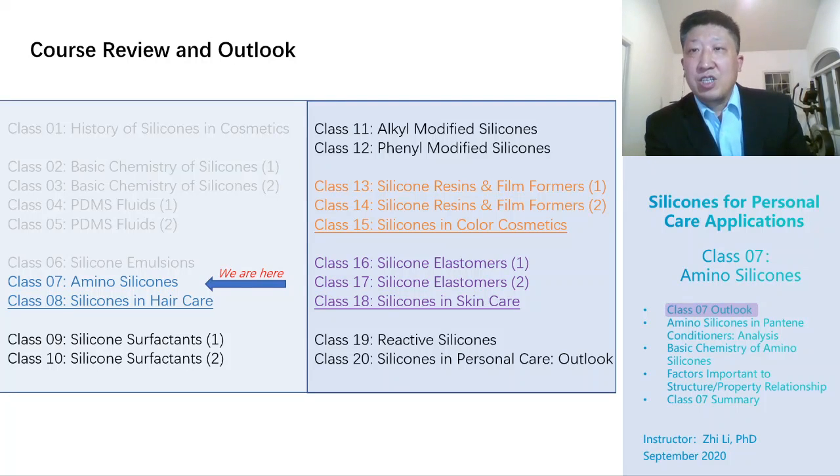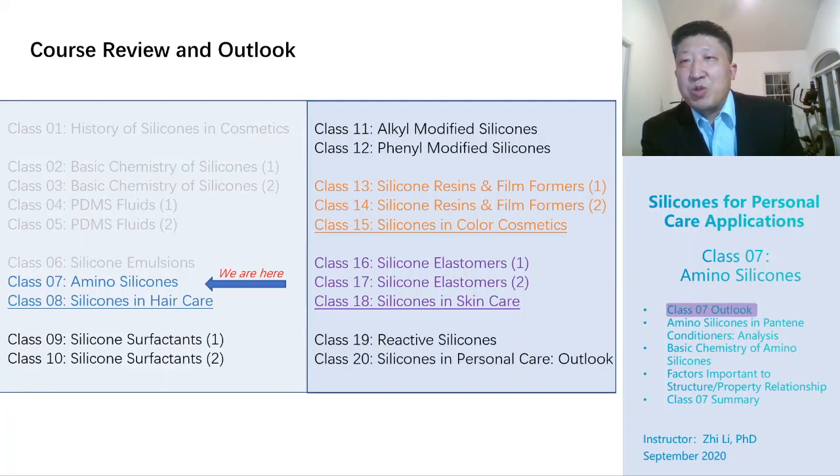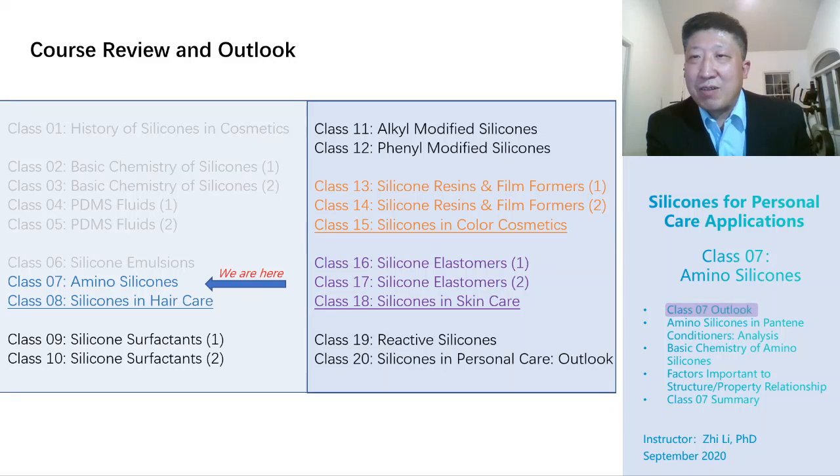Particularly last class, we talked about silicone emulsions, and we had some good discussions around silicone emulsions, and some good questions around PDMS emulsions versus amino emulsions. At that moment, we actually mentioned amino silicones. In addition, we had a good question asking whether the emulsion is necessary, emulsion versus fluid, and we also had questions about PDMS versus aminos.